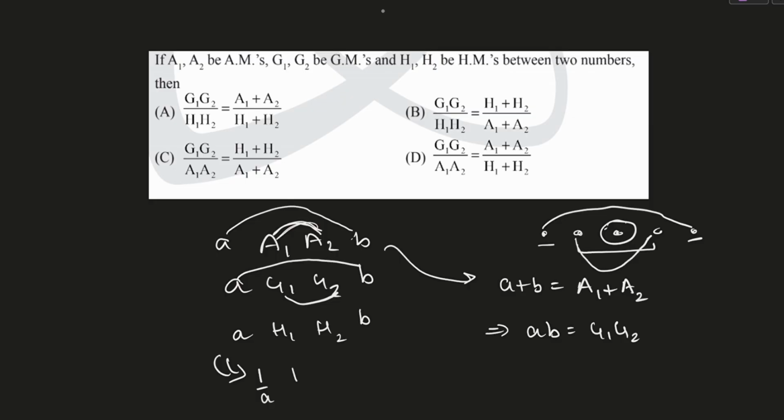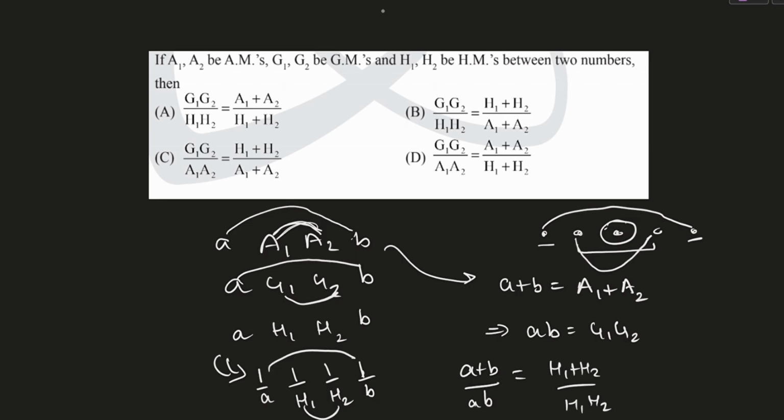So here I don't know much about HP, but I know a lot about AP. So I can say that these four terms are in AP. So the sum of these two is equal to the sum of these two. So from here I can say that A plus B by AB is equal to H1 plus H2 by H1 H2, right? So can you see the obvious elimination we are getting over here?